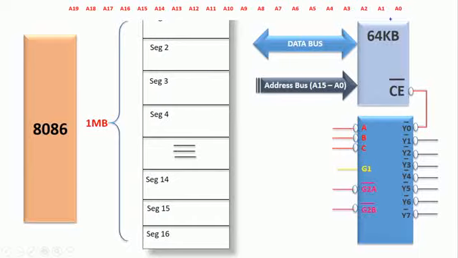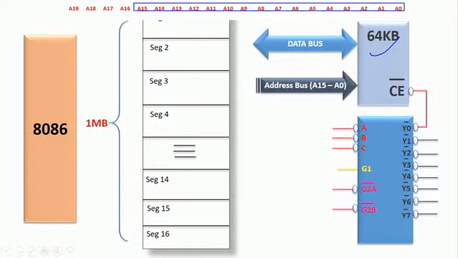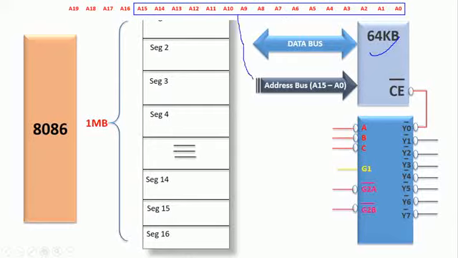Whenever you are interfacing a memory device to the microprocessor, you are supposed to know how many address lines are required by the memory device. As per this memory device, it requires 16 address lines. So we are going to take 16 address lines from the microprocessor, and they are directly connected to the address bus of the memory device.